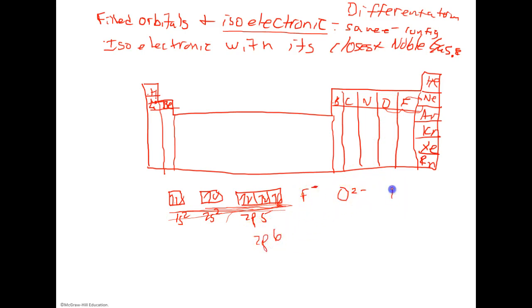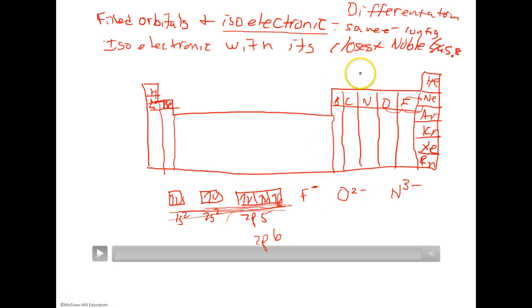Nitrogen 3 minus. It gained 3 electrons. It has 2p3, and if it gains 3 more electrons, it now is 2p6, just like neon.